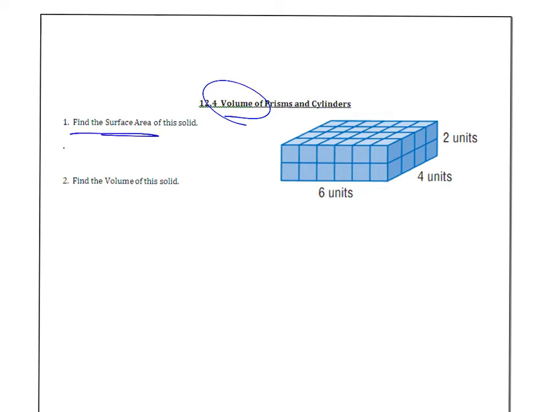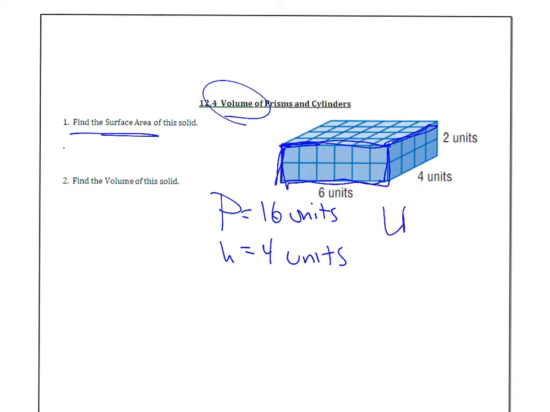So if we look at this kind of solid here, if we try to figure out the surface area, remember, surface area is going to be perimeter of the base times the height plus two of the bases. So that'd be 6, 2 more is 8, 6 more is 14, 2 more is 16. So my perimeter is 16 units. The height is going to be 4 units. So my lateral area is going to be 16 times 4, or just 64 units squared.